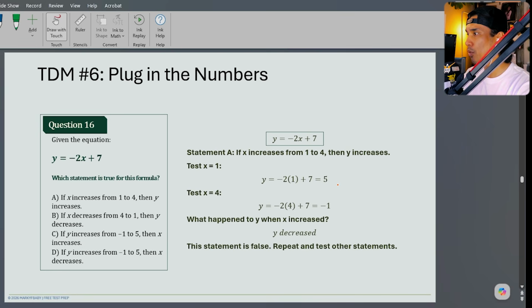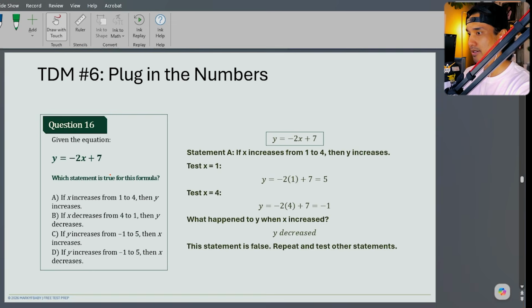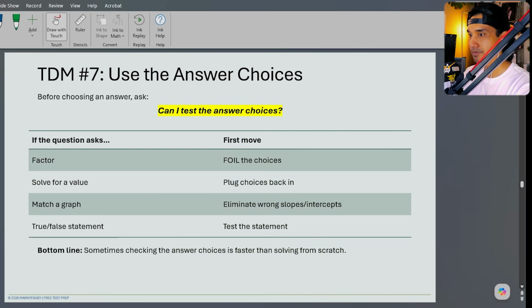What happened to Y? Well, it decreased when we increased X. What happened to Y when X increased? Y decreased. This statement A, or answer choice A, is false. So we would repeat and test the other statements here. Just plugging in the values. This one's super simple, guys. This is again from practice test number 3, question number 16.